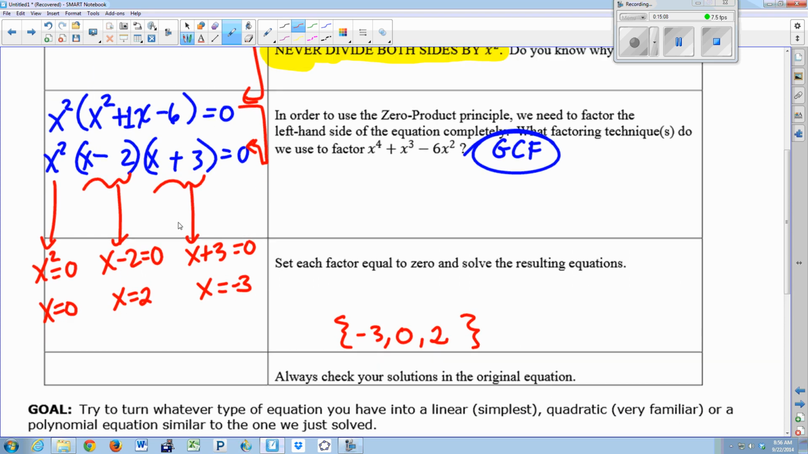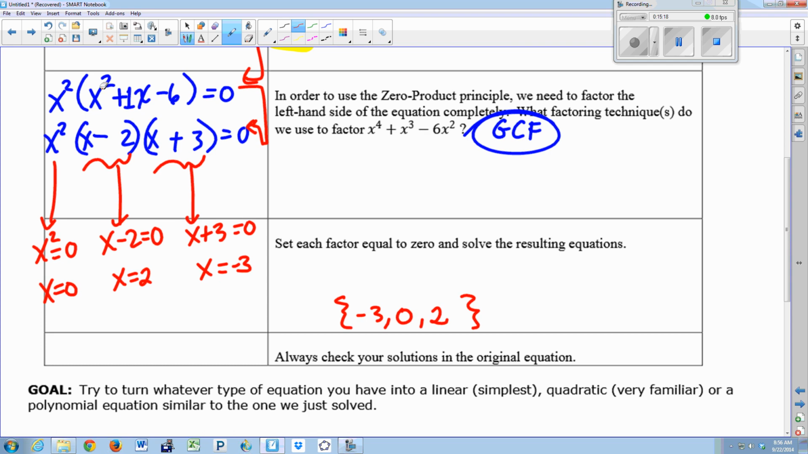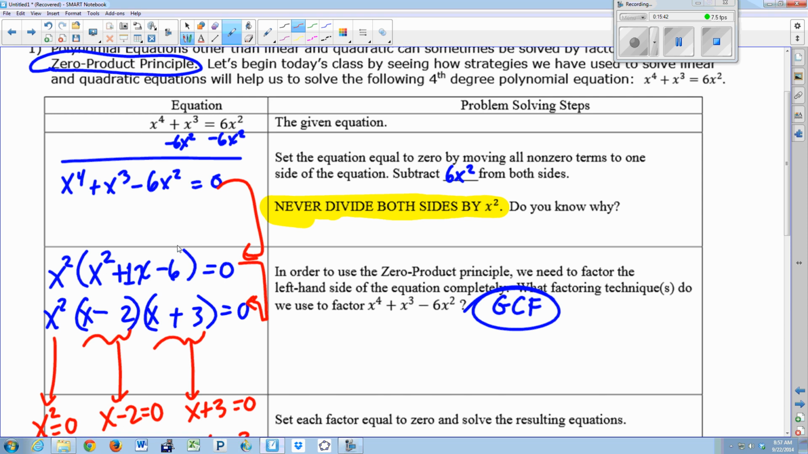Okay. All right. So our goal is to take whatever polynomial equation we're given and try to turn it into the simplest possible equation. In this case, the simplest possible equation was the product of initially two quadratic expressions, and then we factored everything, and then we set each one equal to 0. So this is a linear equation, this is a linear, and this is a little baby quadratic. Okay, so we're just trying to get them down to very simple equations. Any questions on the idea behind solving polynomial equations?